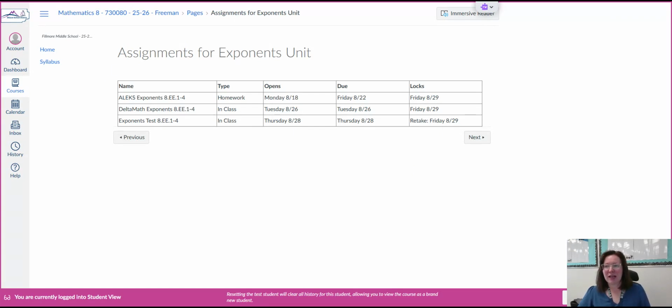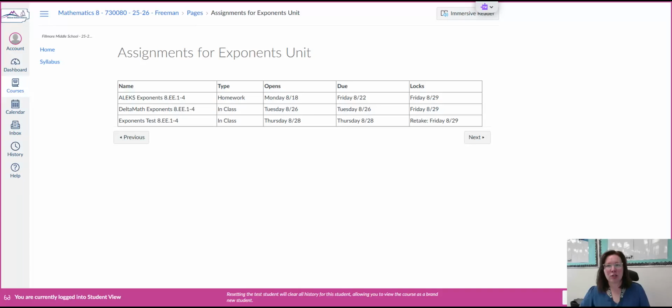So you're going to have an ALEKS assignment called exponents, and that's homework. It'll open on Monday, it'll close on Friday. That's how all homework is. Opens Monday, you've got all week to work on it at home. It's going to be due on Friday, but it doesn't lock until the unit is actually over.